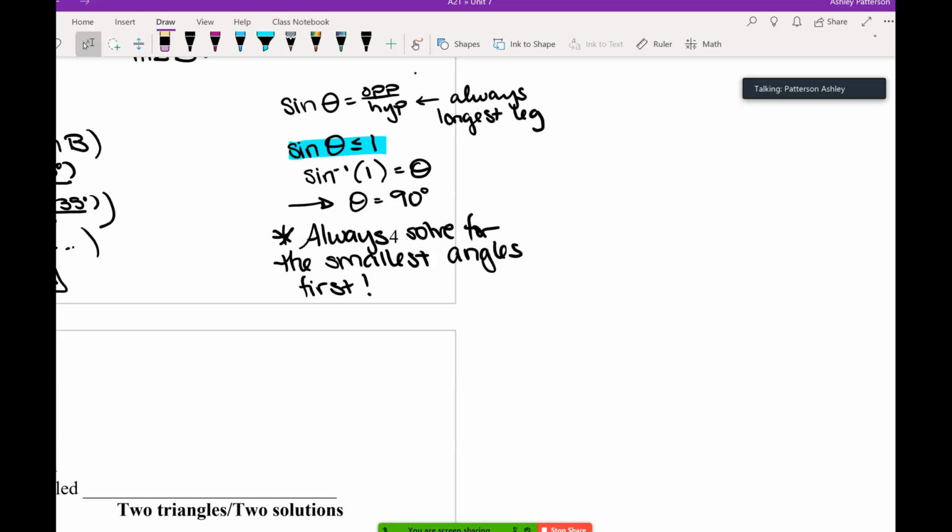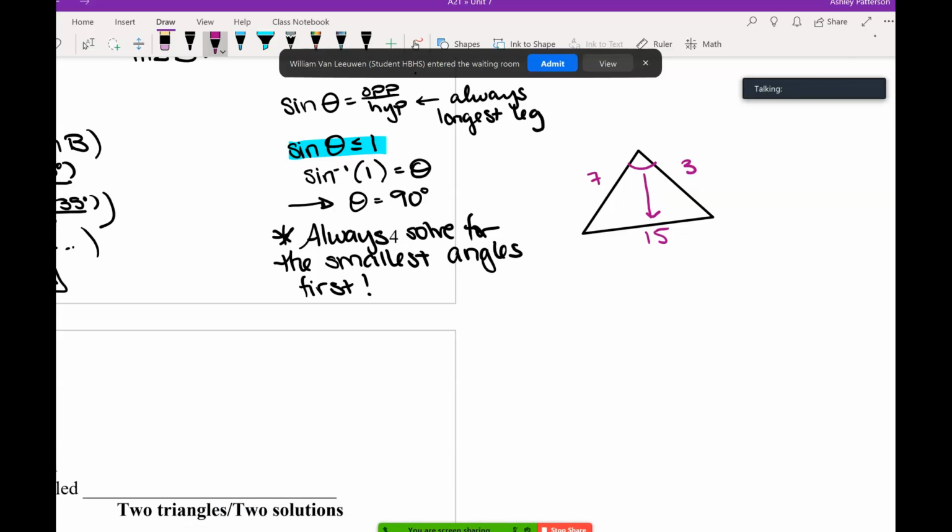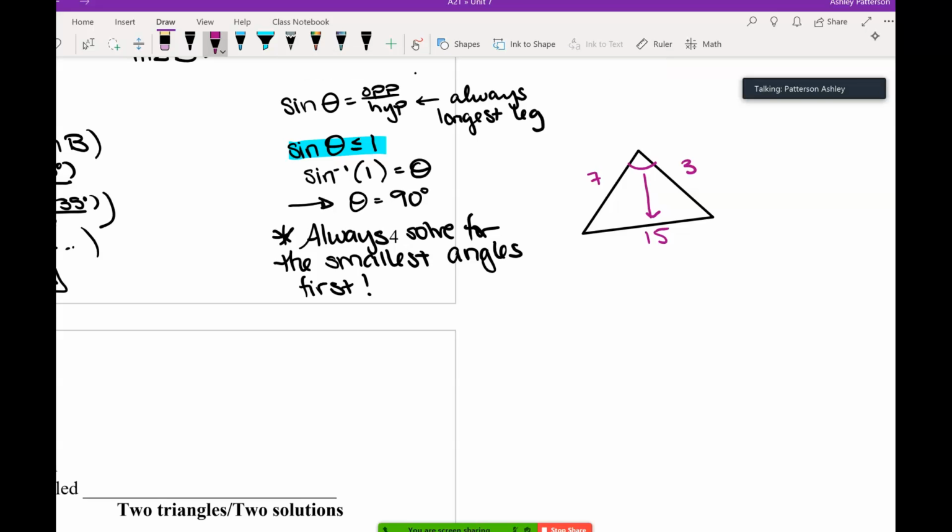Let me give you an example. We have this triangle. Doesn't matter what we label it, ABC, MNO, doesn't matter. But we're told that we have sides of 3, 7, and 15. The biggest angle is always across from the longest side. The smallest angle is always across from the smallest side length. Okay, really important information to think about, you guys.